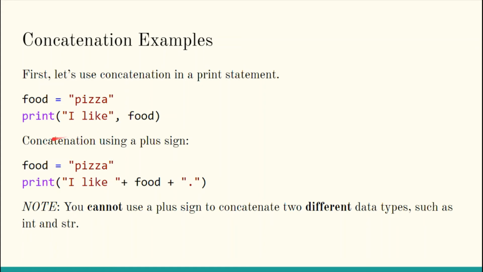Now let's look at concatenation using a plus sign. So I used a very similar example to the previous one. So food is equal to pizza and print I like plus food plus period. So this is very important. You cannot use a plus sign to concatenate two different data types such as integers and strings. If you do, then it's going to give you an error.